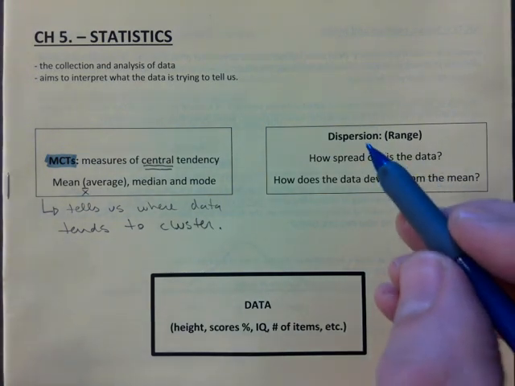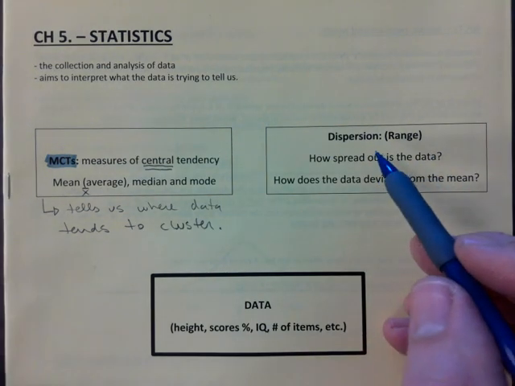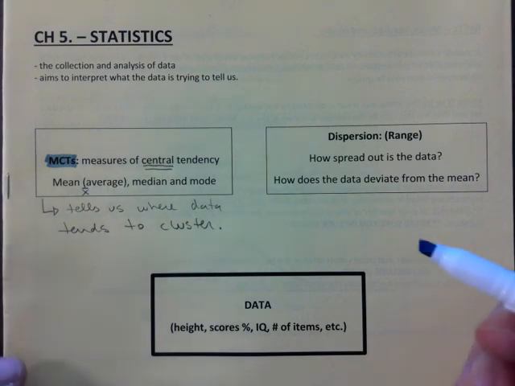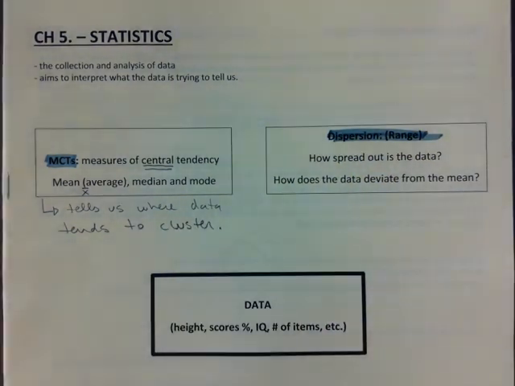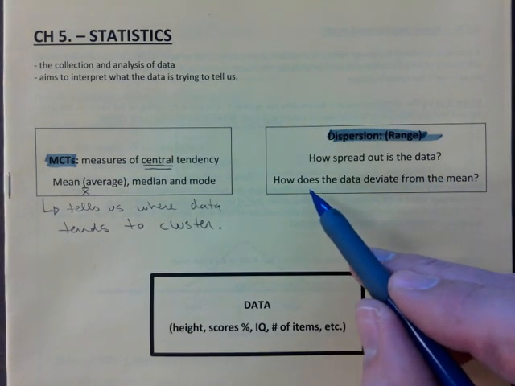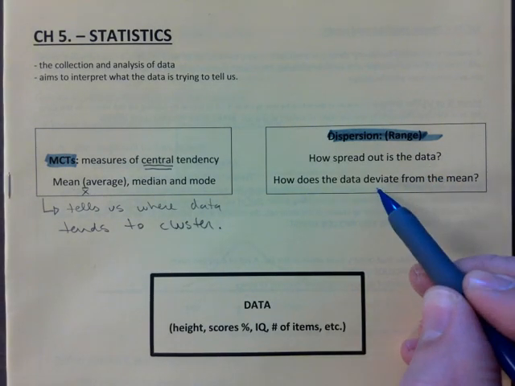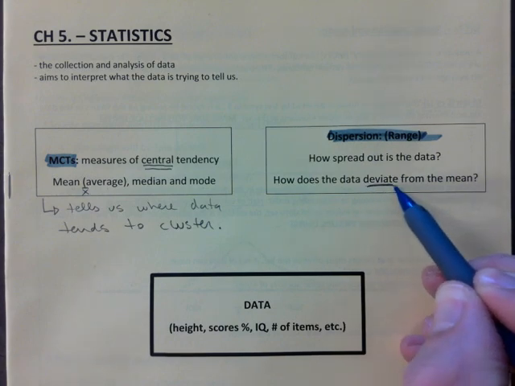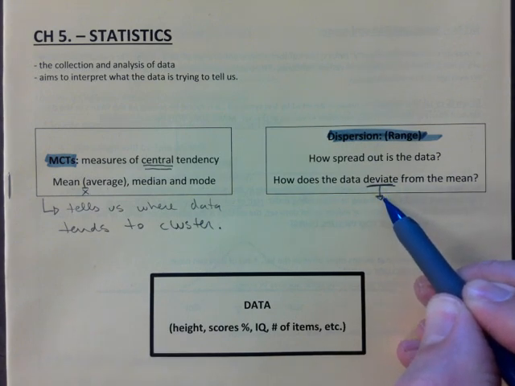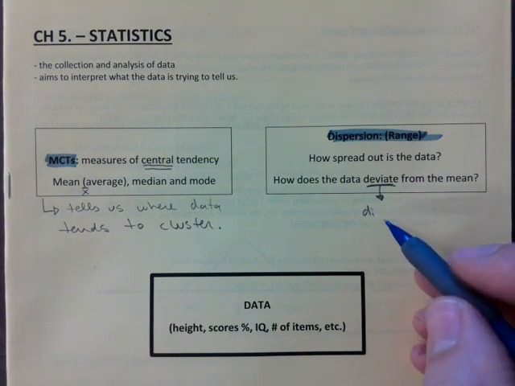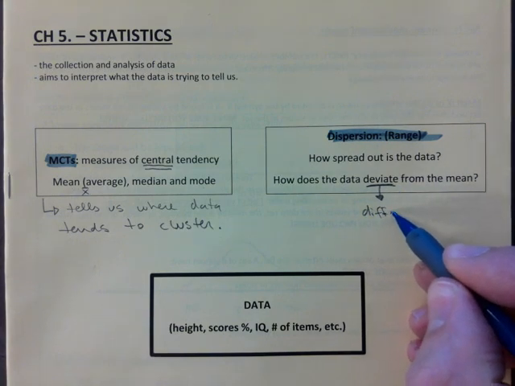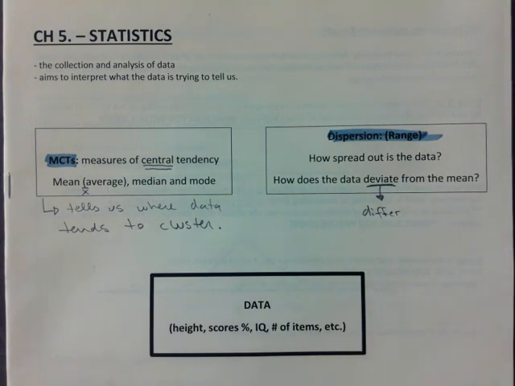Dispersion, or the range: how spread out is the data? That's what it's telling us. How does the data deviate from the mean? Deviate is another word for differs. How does the data differ? How is it different from the average? Okay.